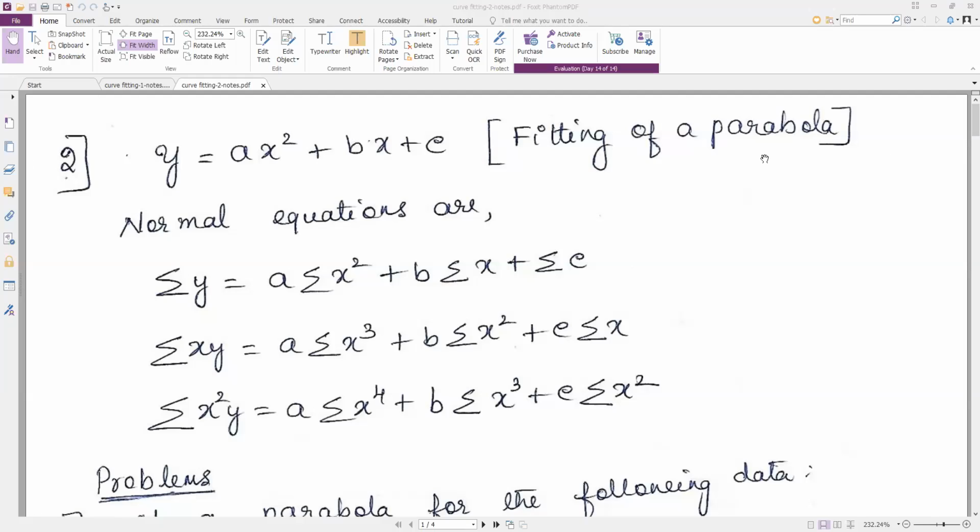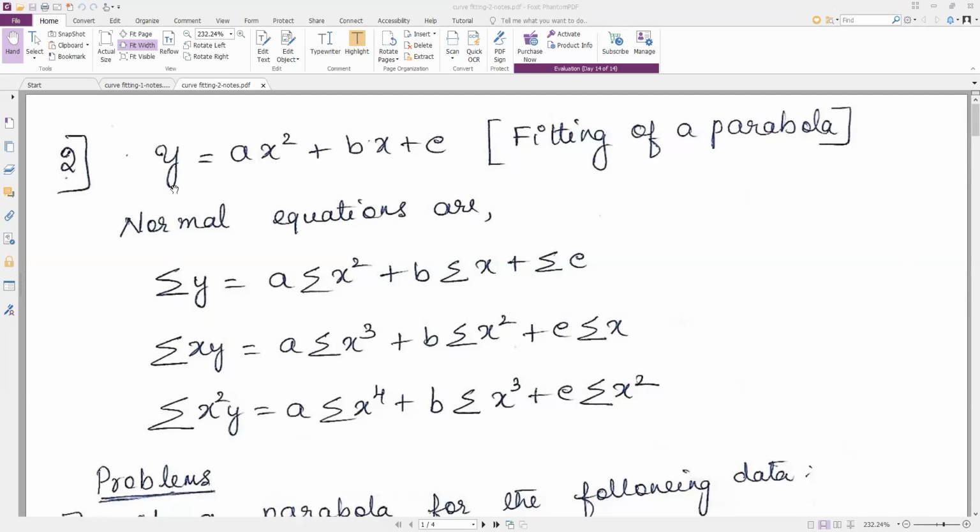Now what is a parabola equation? y equal to ax square plus bx plus c. So this is a parabola equation. Now as we have done in straight line, what we need to do? We need to write the normal equations. Now I already told you how to write the normal equation.